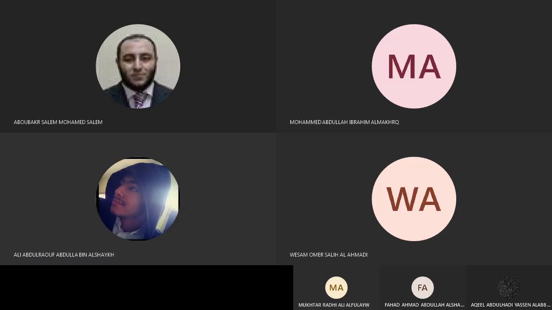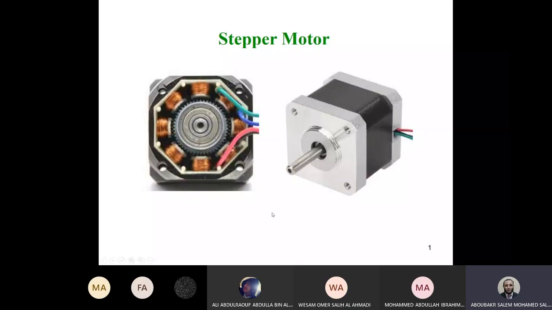Okay. Today, inshallah, we will continue discussing the stepper motor. Last class, we discussed the variable reluctance stepper motor, how it works, what is the construction of the machine, and we discussed the different operating modes. We discussed full step operation and the half step operation.